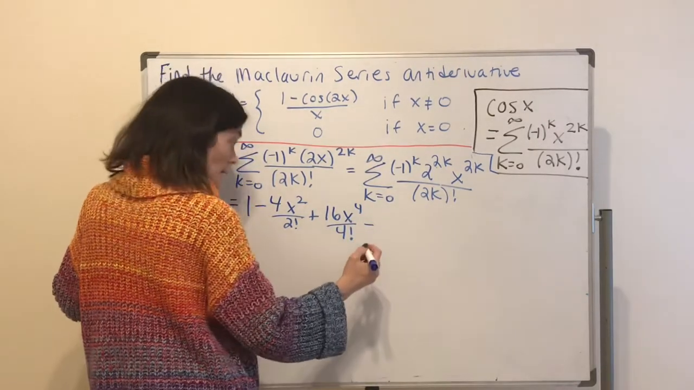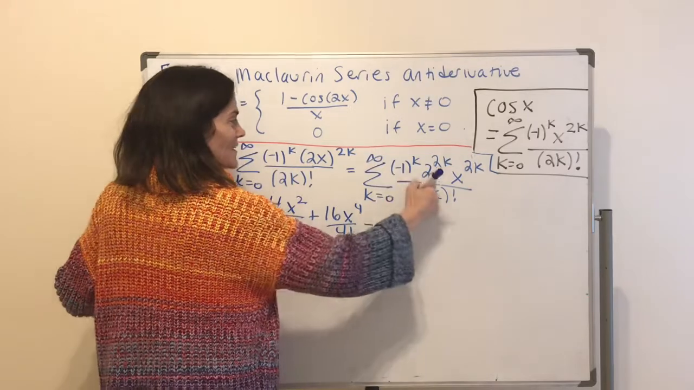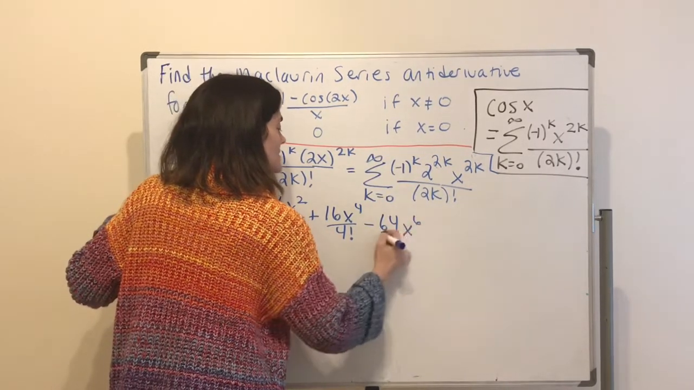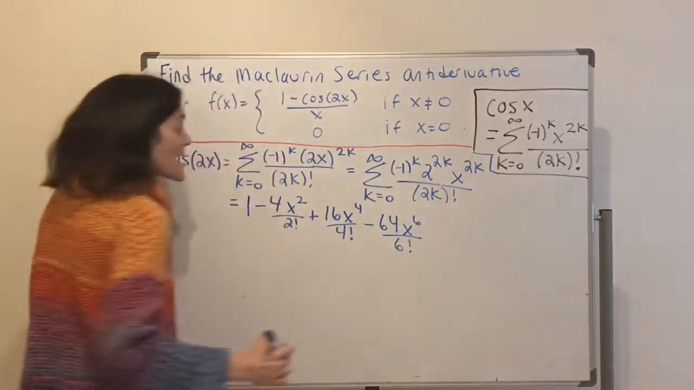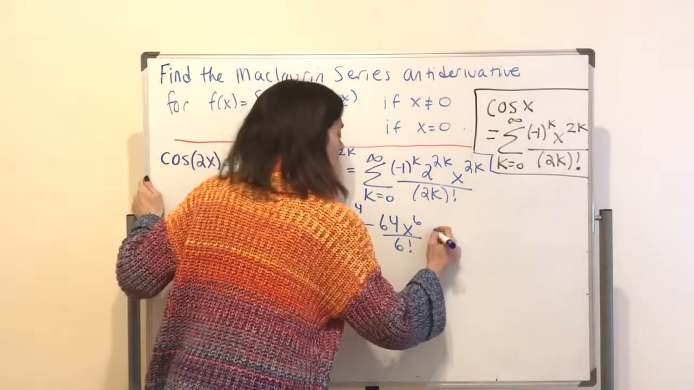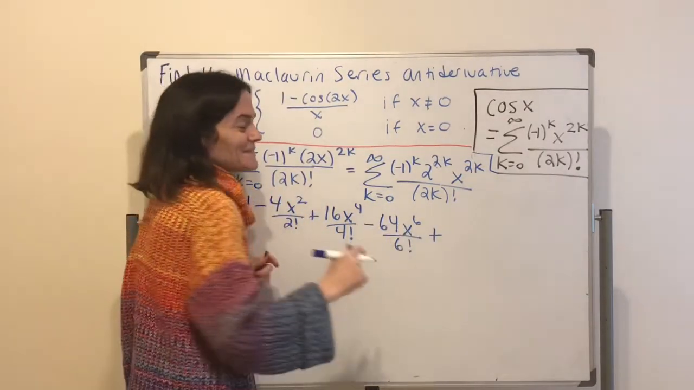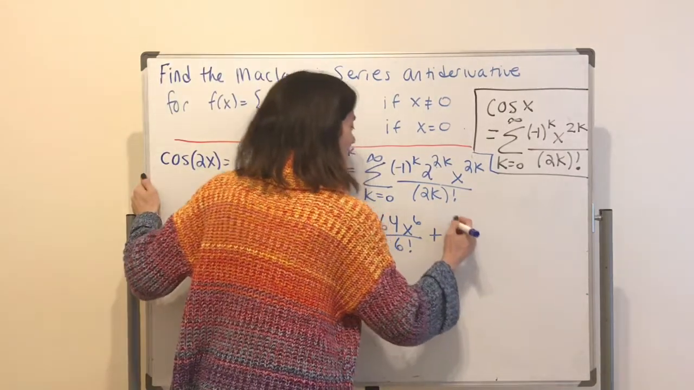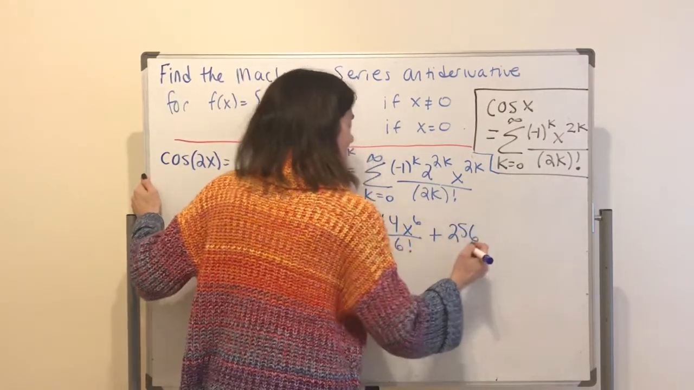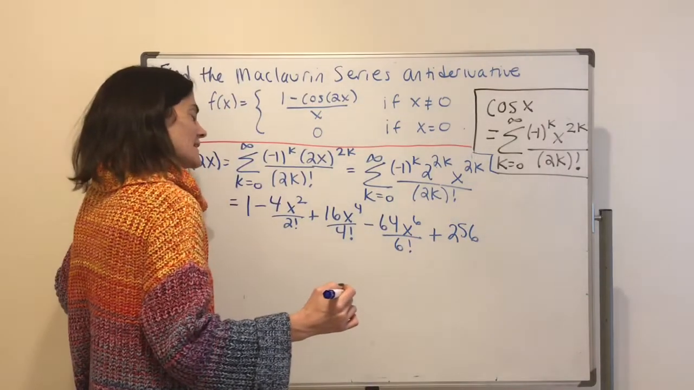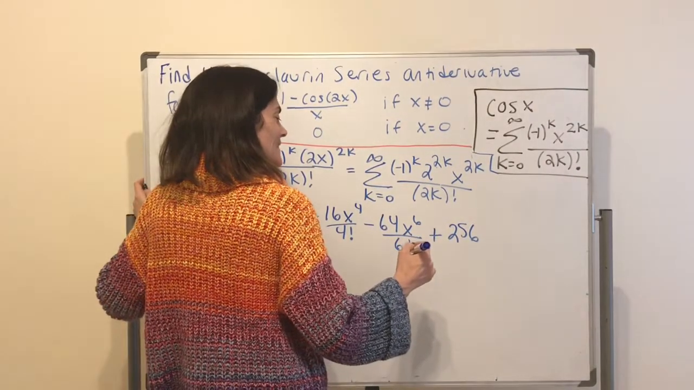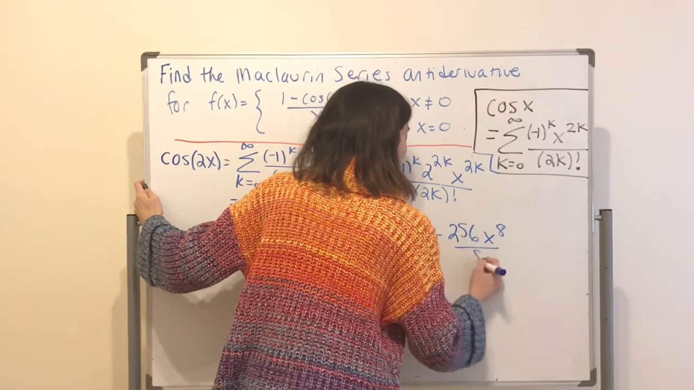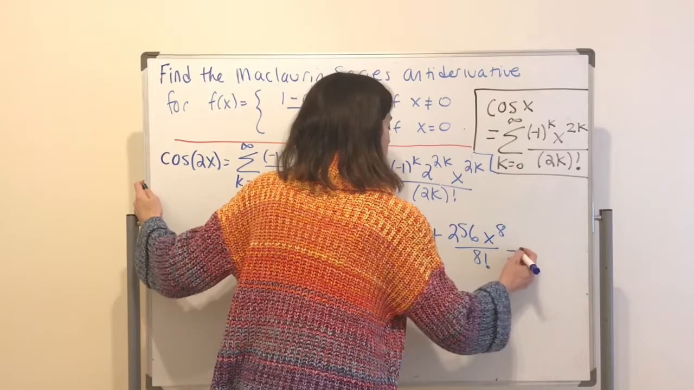When k equals 3, we get a negative. This is 4 cubed, 64. We have x to the 6th over 6 factorial. Maybe I'll write out one more because I'm not going to be able to keep taking 4 to these powers in my head. The next one we would see would be 256, and then we have x to the 8 over 8 factorial. And the next one would be negative.